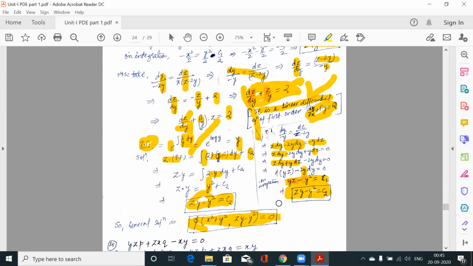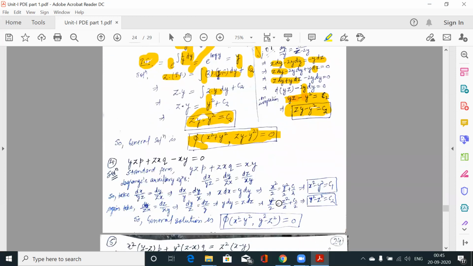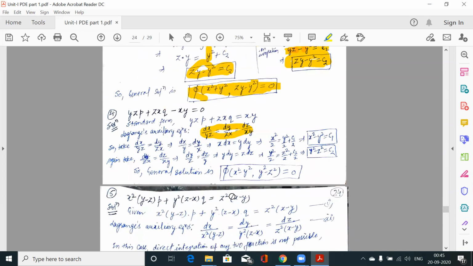So this is our general solution. Now another question. This is a simple equation. Here we will get direct integration, because this is dx over yz, dy over zx, dz over xy. So by taking any two fractions, we can get a direct integration. So you can go through this question. This is a very easy question.